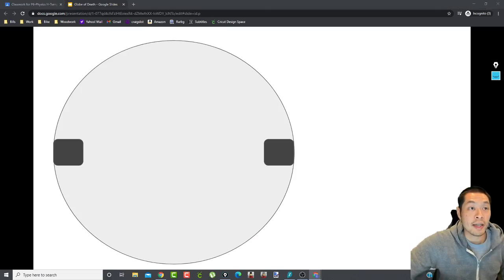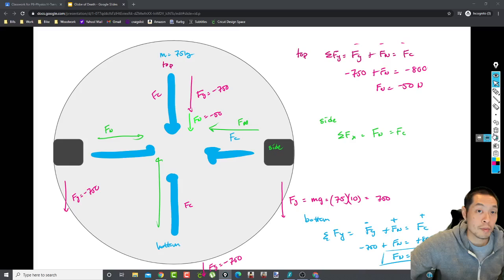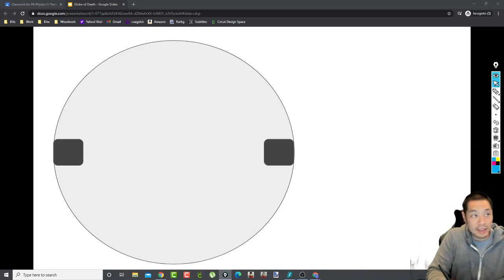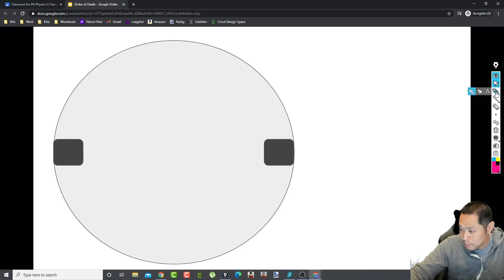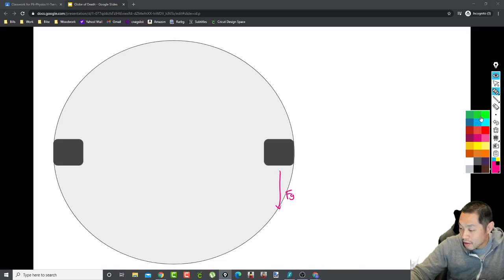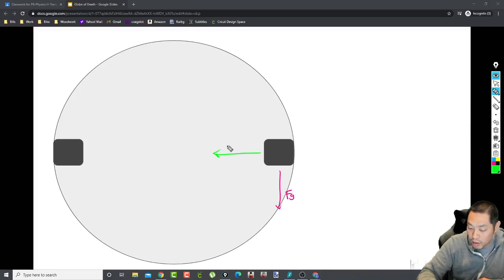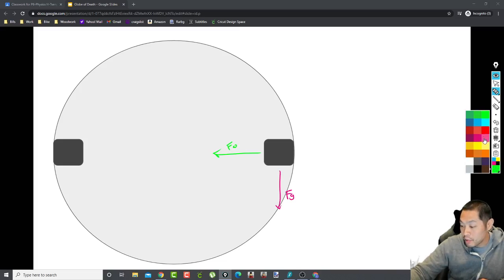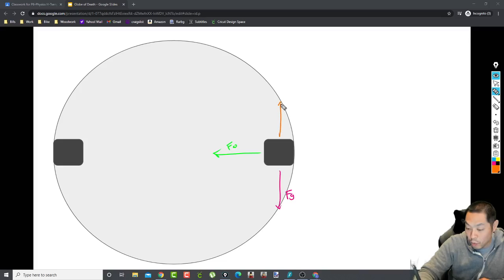So the globe of death. Now we're going to do only 2 of them just because it's easier to visualize. I'm going to skip the one in the back and the one in the front. But here you have 3 forces acting on the rider. You have force of gravity still. You have force normal. But you have one more force in order to keep this guy up. And that is force of static friction.